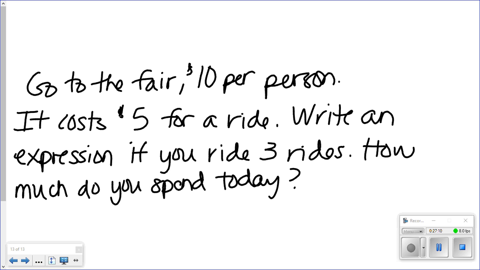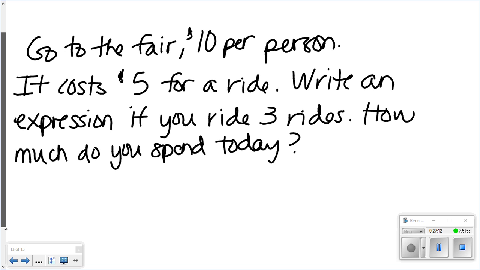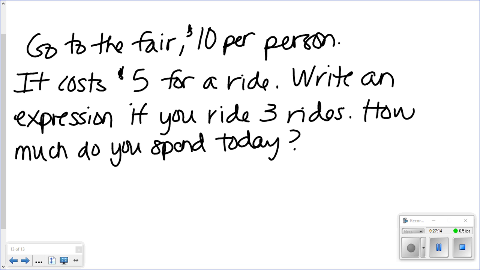Okay, so you go to the fair. Let's say Aiden goes to the fair. He pays 10 bucks to get in. He's going to ride 3 rides. It's going to cost him $5 a piece. What can the expression look like for this? What can it look like, Aiden? 10 plus 15, but how am I going to show that? It could be like this. You have to show me what that 15 looks like before you do it. Yep, and then you would pay 25 bucks.